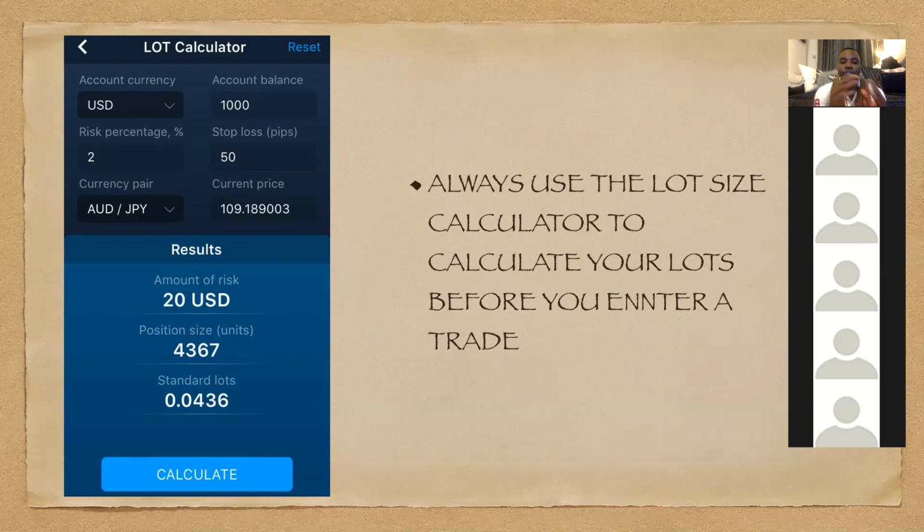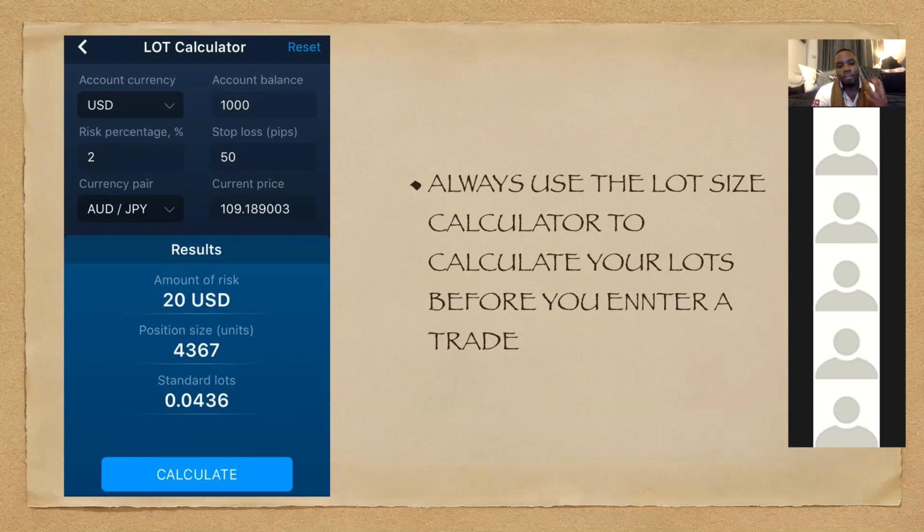Okay? Now, once you've done that, you click on calculate. Now, when you calculate it, what is it going to tell you? It's going to tell you the amount of dollars you're risking. So out of $1,000, I only want to risk 2%. 2% is $20. So on this specific trade, I'm only risking $20.